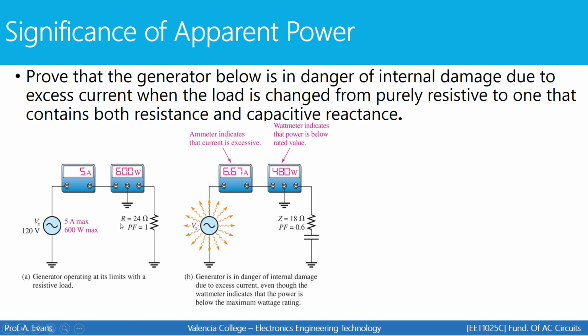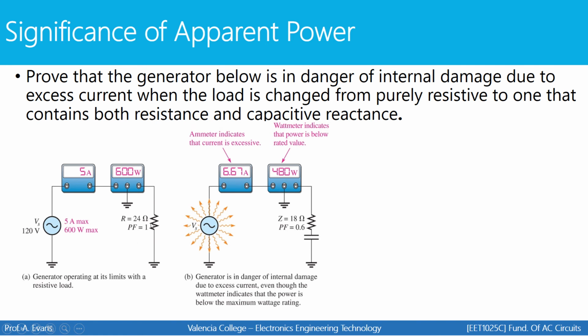So with this particular resistor that's connected, it has a 24 ohm resistance. The power factor in the circuit is 1 because all we have is a resistor. We don't have anything else. And we can see the meters here measuring 5 amps of current and 600 watts. So right now it's at its limit. Can't go any higher, but it's at the limit. Everything is okay.